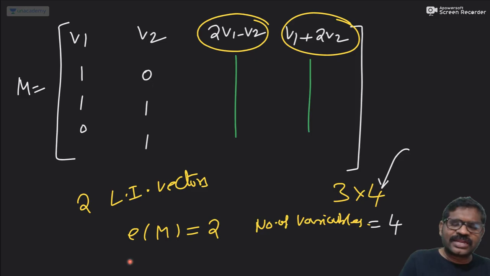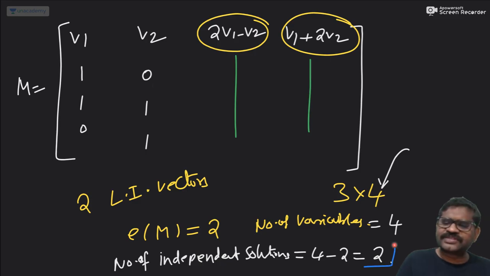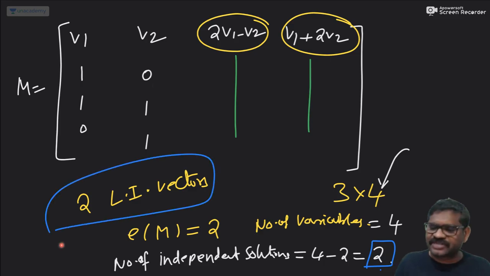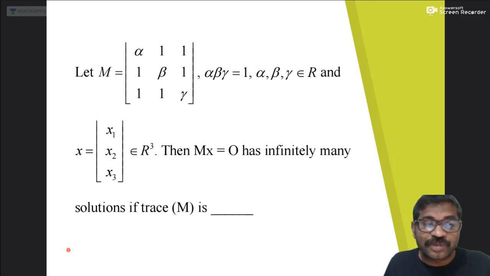Now, number of independent solutions equals nullity. So the final answer is 2. Understood? You need not write 2V1 minus V2 and V1 plus 2V2, apply operations and find rank, as it consumes time. Now you got the idea about independent vectors. That's why you can directly write 2 independent vectors. Right. Observe the next problem.